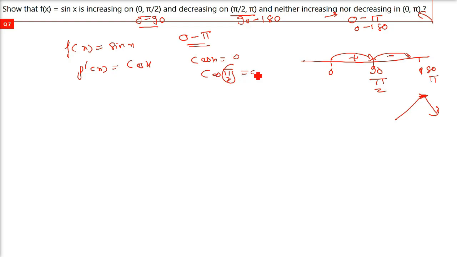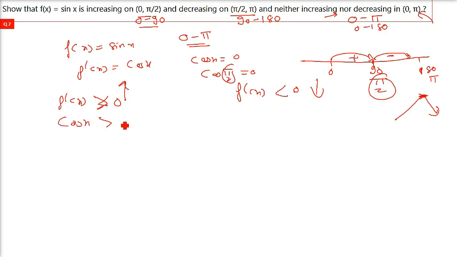But at what point is cos x equal to 0? At pi by 2. So this is the critical point, and we already know that below it and above it, it is going to increase or decrease. So f dash x greater than 0 is increasing, f dash x less than 0 is decreasing. So f dash x is basically cos x. Cos x is greater than 0. What does it mean? Cos x is greater than 0.